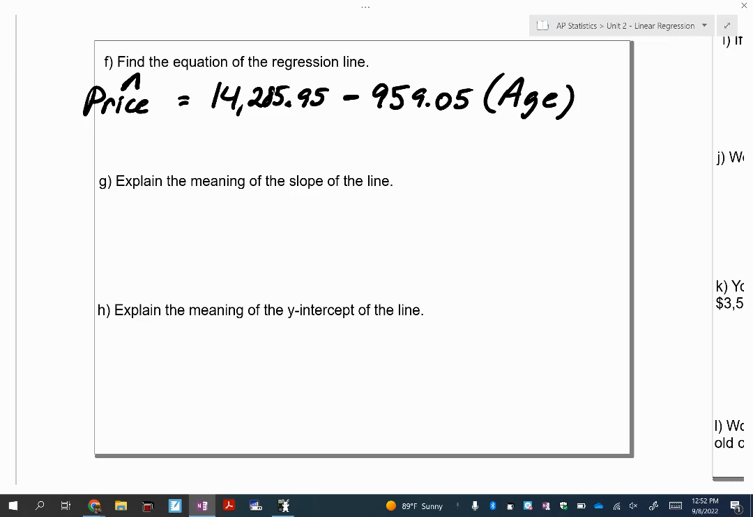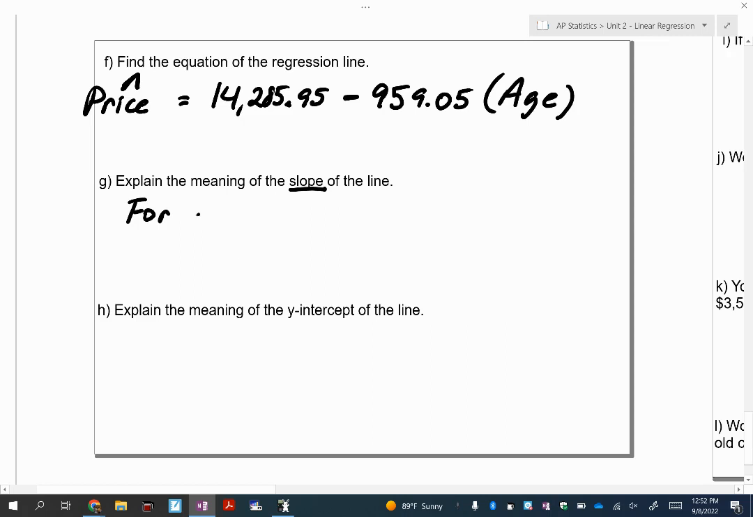Okay, so let's explain the meaning of the slope. Let me do it without context. The meaning of the slope without context, and this is really good because you saw this a couple years ago in Algebra 2, is that for each additional 1 unit of x, we expect the y value to change by the slope. So let me write it in context.